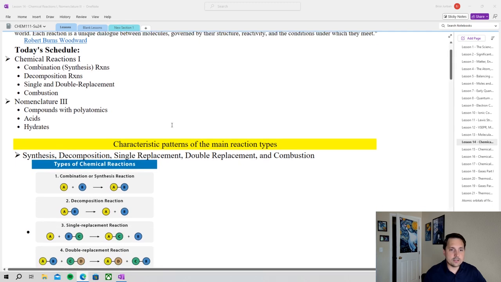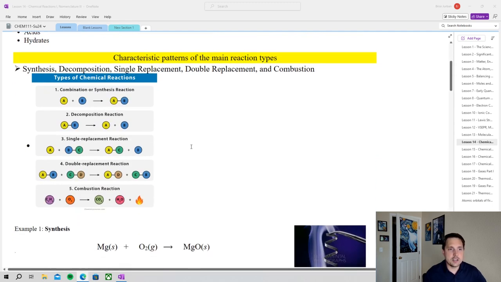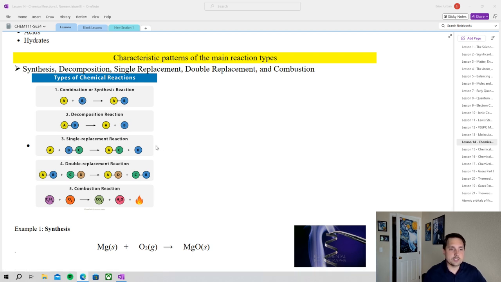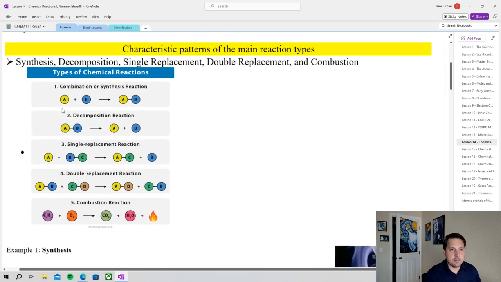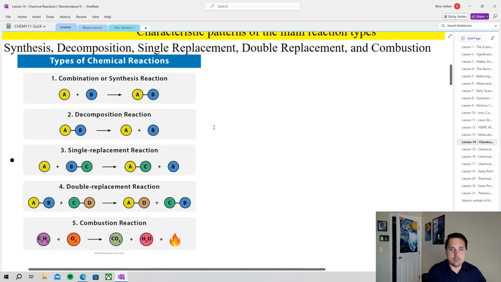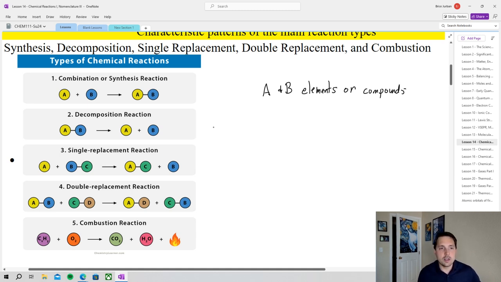I'll begin with this diagram here, which is a breakdown of these 5 different types of reactions. And this is one way that chemists tend to classify reactions. So when we look at this diagram, we have A and B, which can be either elements or compounds. Let me just make sure I write that down. These can be elements or they can be compounds. And when I combine 2 elements or 2 compounds together and I get one new compound, we call this a combination or a synthesis reaction.